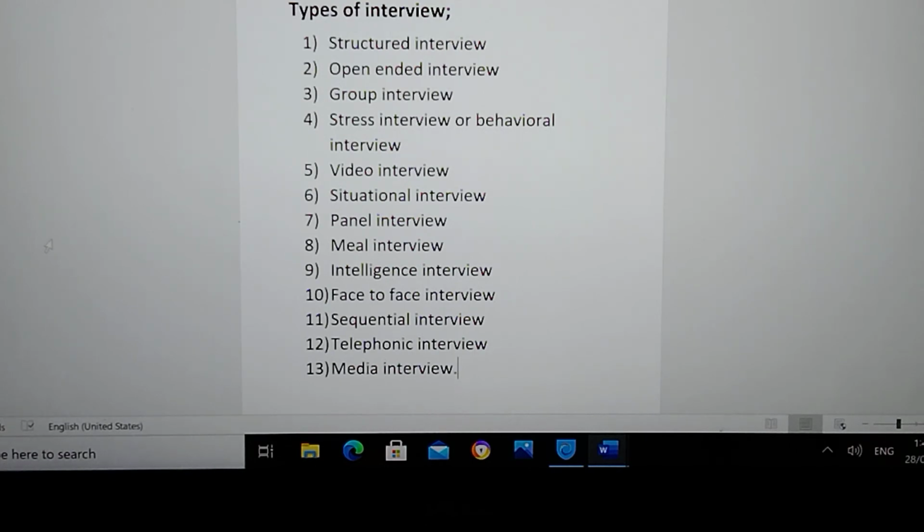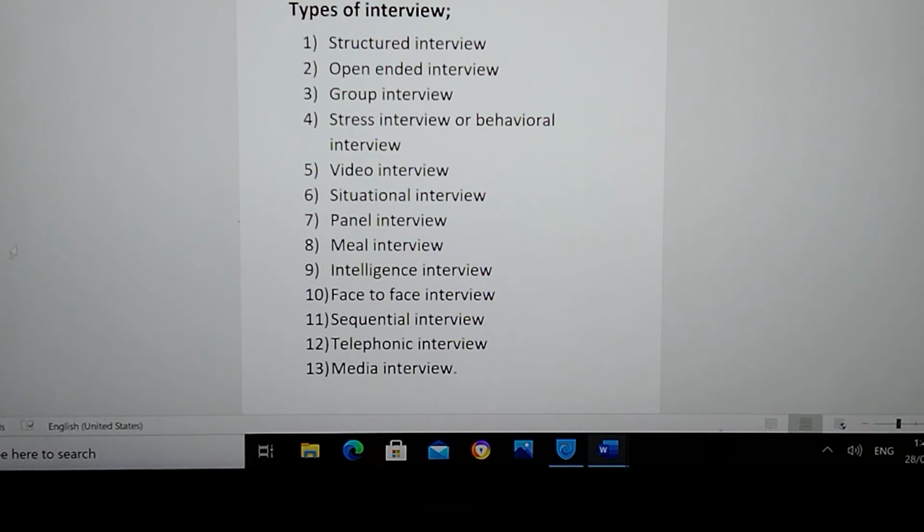And the tenth type is face to face interview. Now, what is face to face? As it is also mentioned by its name, this type of interview can be a meeting between you and one member of staff or even two members. It doesn't mean that there should be only one or two members; it can be more and more.